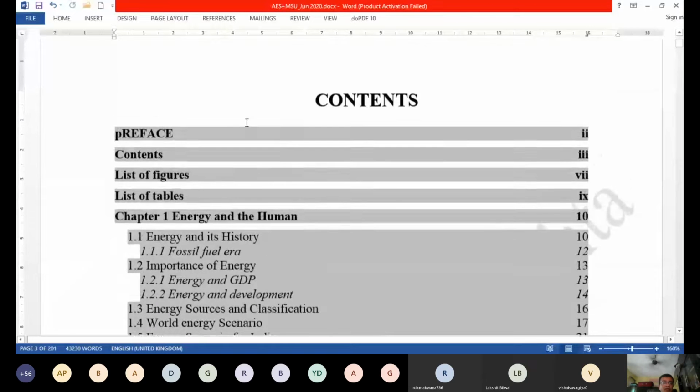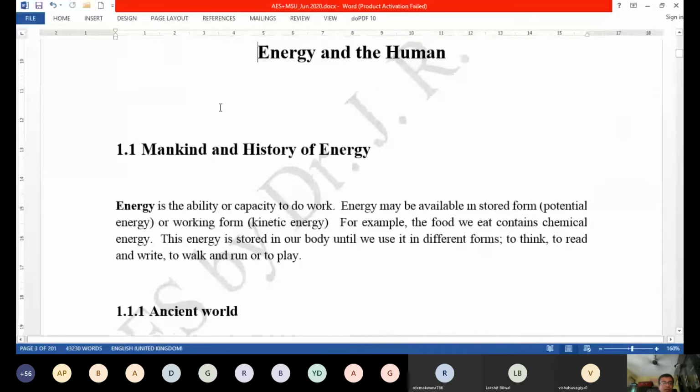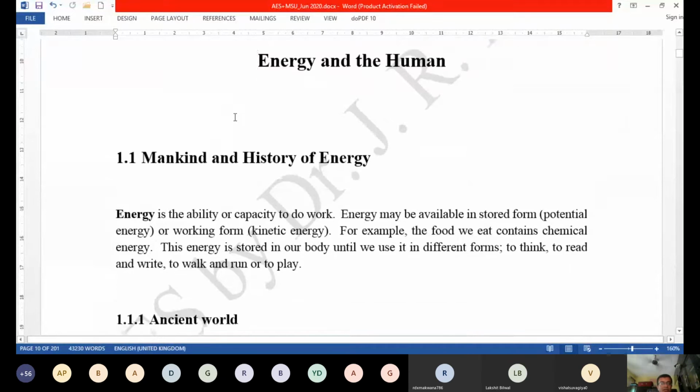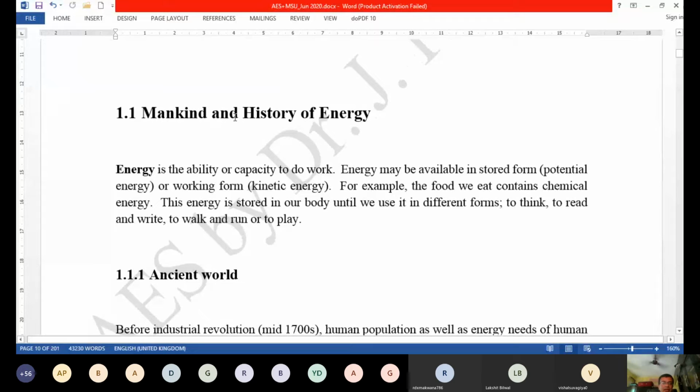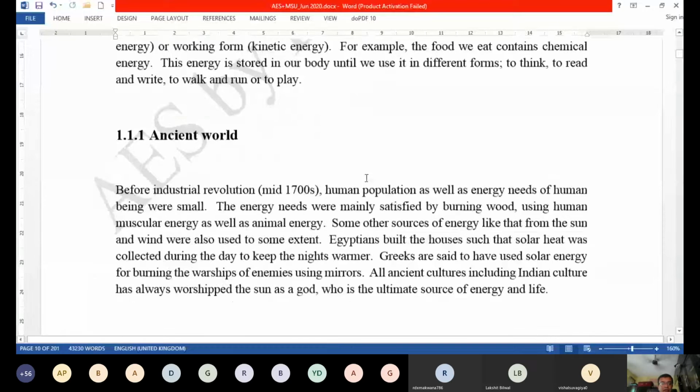So let's start with the first topic, that is energy and human. Okay, so what is energy? Energy is the ability or capacity to do work, and it may be available in potential energy form or kinetic energy form. Chemical energy is one example of potential energy, and energy is stored in that, right? And using that, you get the energy.